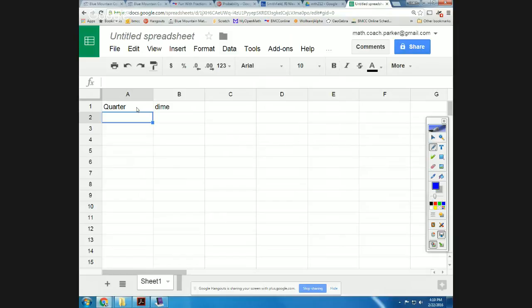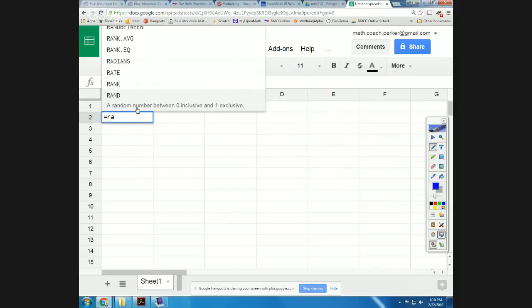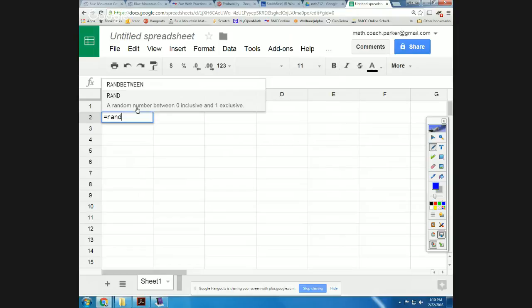So most computers have random number generators, a couple of different kinds. So I'm going to use what's called RAND. RAND on a computer and a calculator gives me a number between 0 and 1. Inclusive means I could get a 0, exclusive means I can't get a 1. But it can have any decimal in between up to a certain amount of places. There's another one called RANDBETWEEN, which I like better.